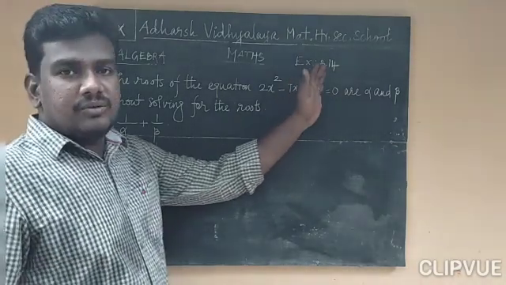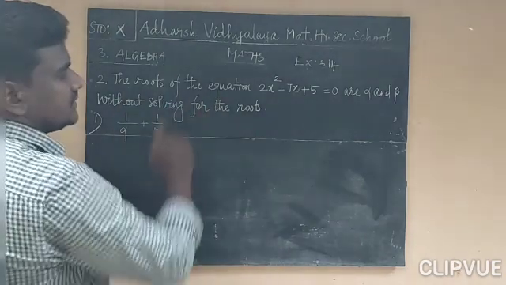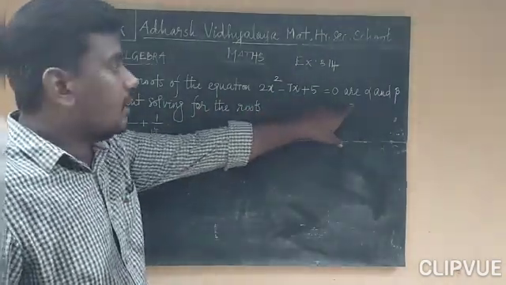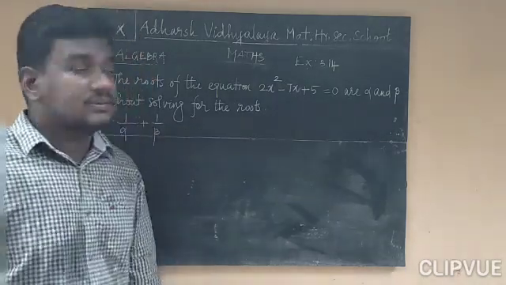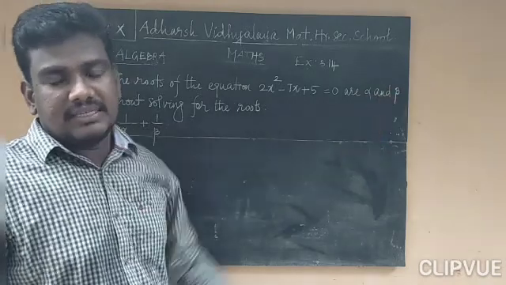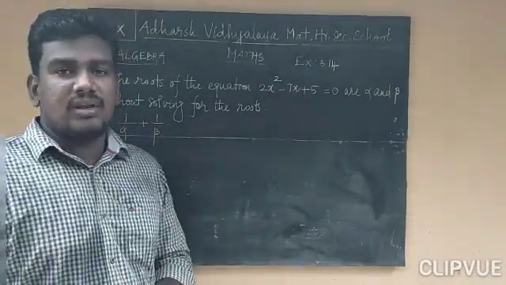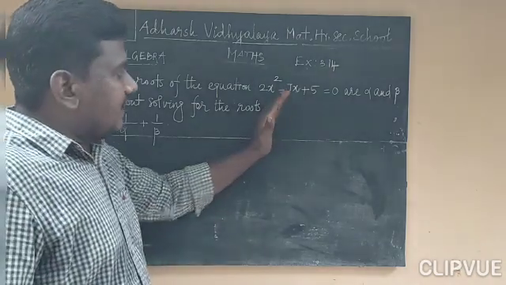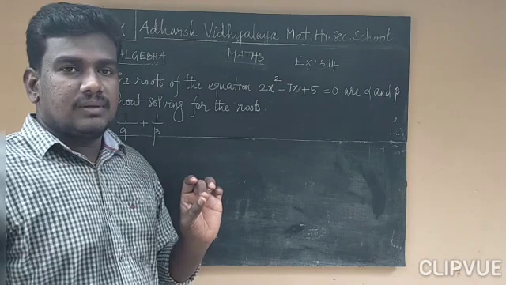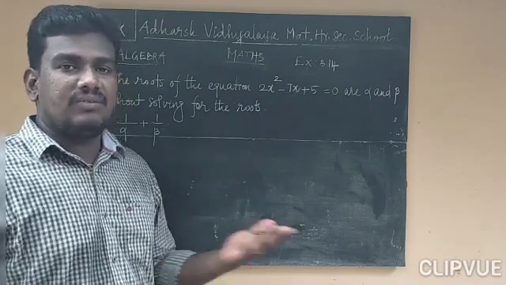Okay, exercise 3.14, question number 2. The question is, the roots of the equation 2x square minus 7x plus 5 equal to 0 are alpha and beta. The roots of this quadratic equation are clearly given as alpha and beta. Without solving for the roots. Without solving for the roots means, we have seen the factorization method, completing square method, and formula method. Why did we learn that? It means for finding the value of alpha and beta.